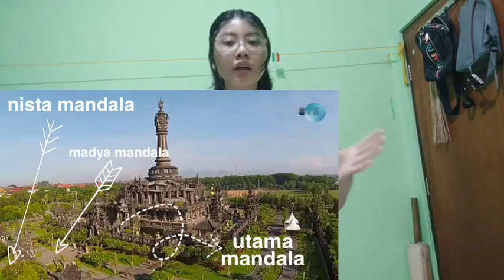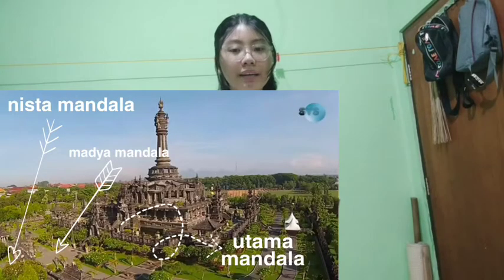Bajra Sandhi Monument uses two concepts. The first is Trimandala and the second is Triangga. The first is Trimandala. Bajra Sandhi Monument was made with consideration of the Trimandala principle, which is divided into three parts. The first is Nista Mandala.